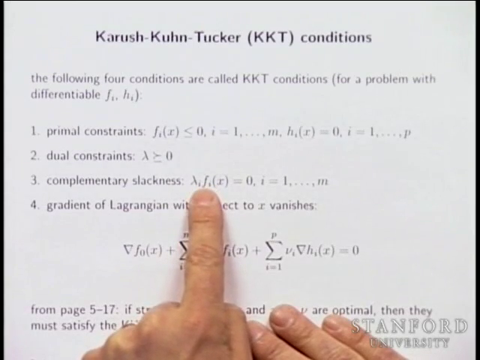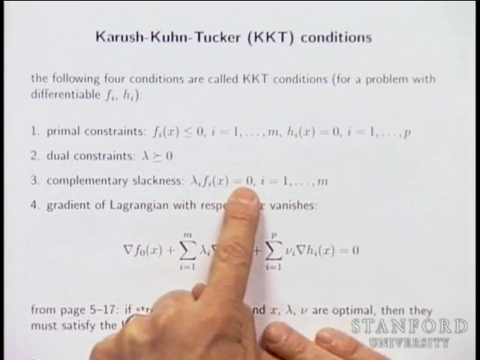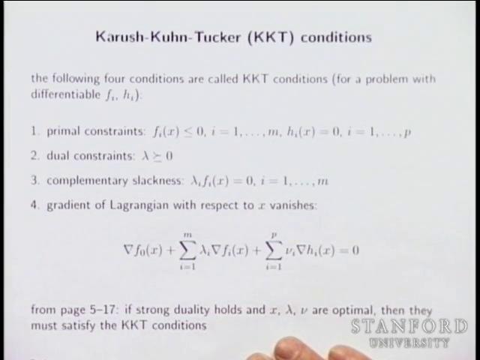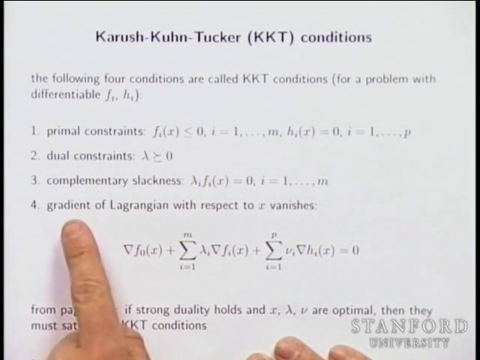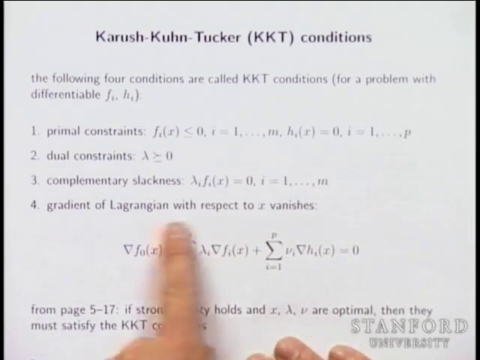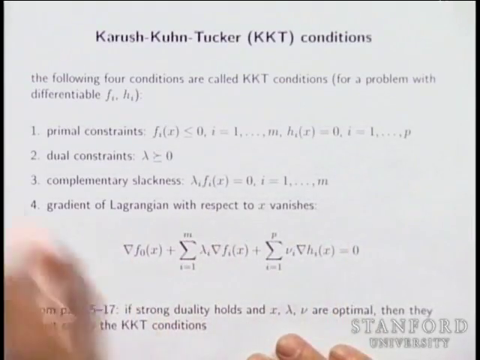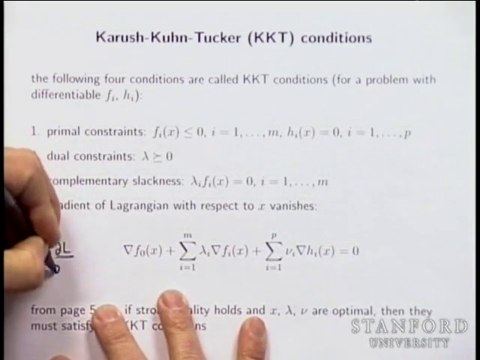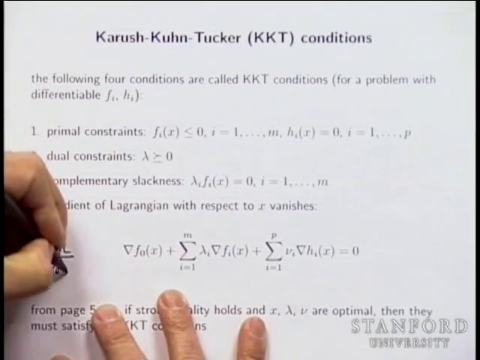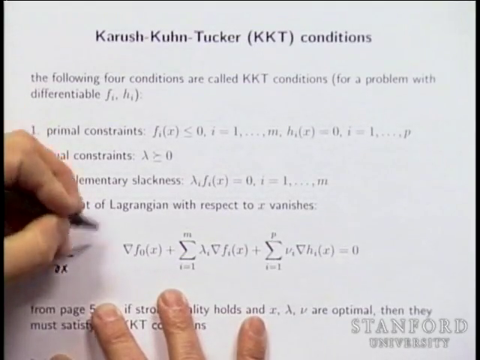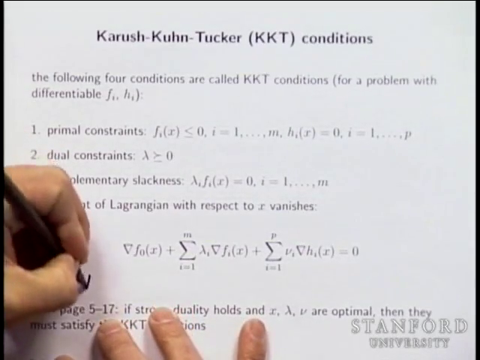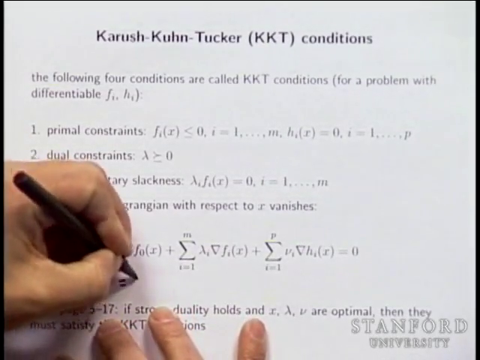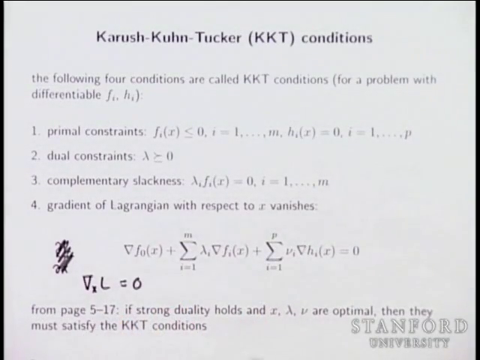Complementary slackness says lambda i fi is zero. And then the final one is that the gradient of the Lagrangian with respect to x vanishes. That's this expression here. You might write this as partial L, partial x, something like that. That's a gradient. I guess maybe I'll write it this way: gradient x L equals zero. Okay? So these four conditions together are called the KKT conditions.